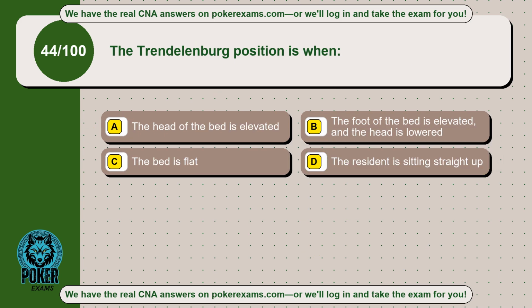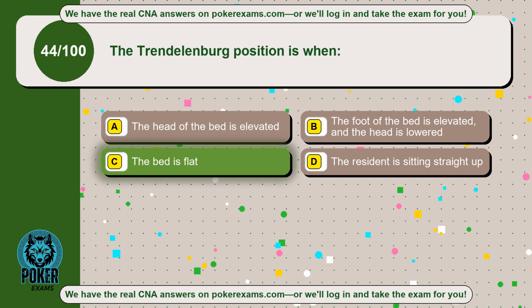Question 44. The Trendelenburg position is when? Option A, the head of the bed is elevated. Option B, the foot of the bed is elevated, and the head is lowered. Option C, the bed is flat. Option D, the resident is sitting straight up.